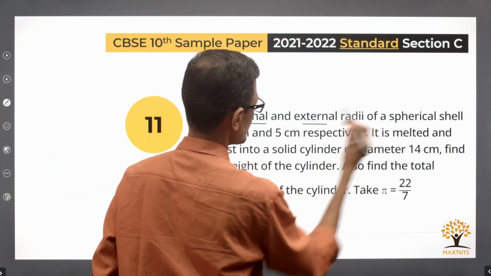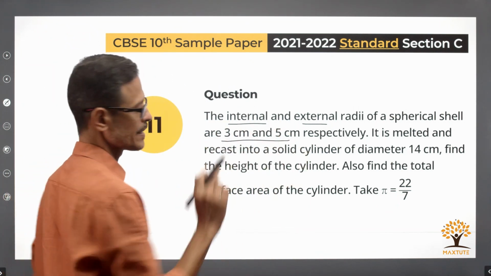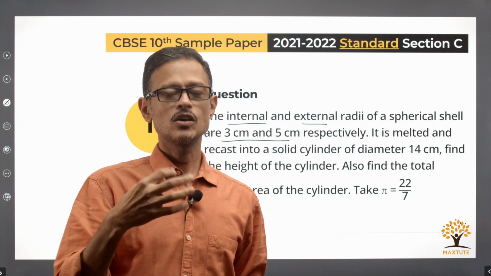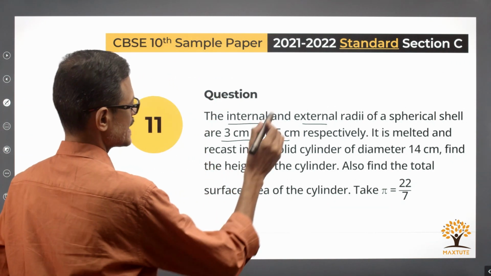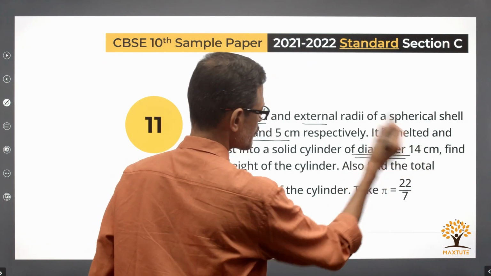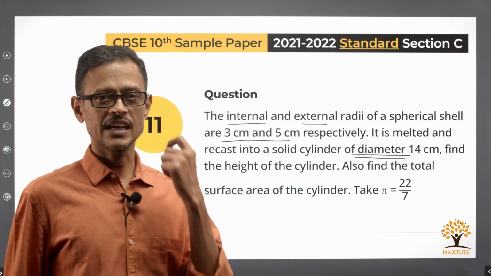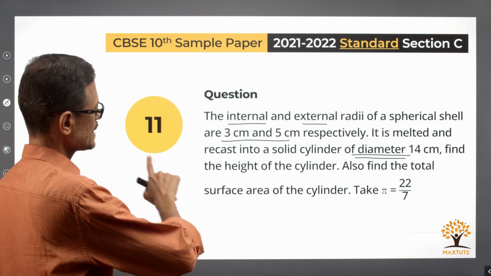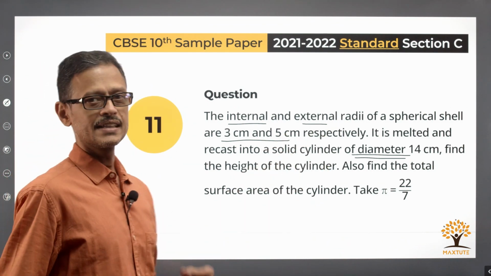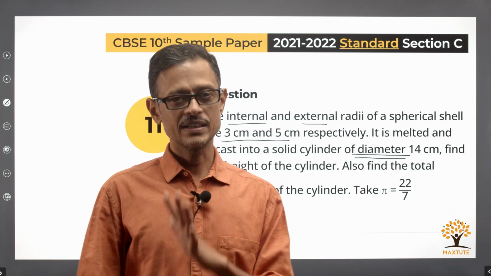Internal and external radii of a spherical shell are 3 and 5 centimeters respectively. We are talking about a spherical shell, which essentially is a hollow sphere, right? It is melted and recast into a solid cylinder of diameter 14 centimeters. Make a note of it, it's diameter, it's not radius. Find the height of the cylinder, that's part 1. Also compute the TSA of the cylinder, given take pi to be equal to 22 by 7.